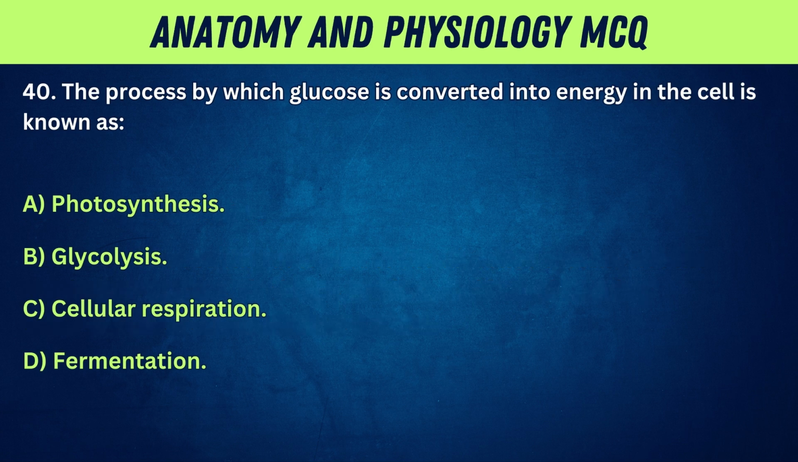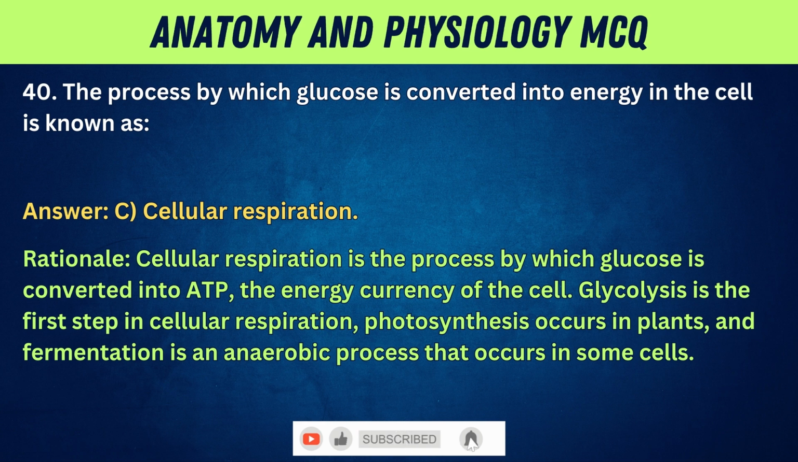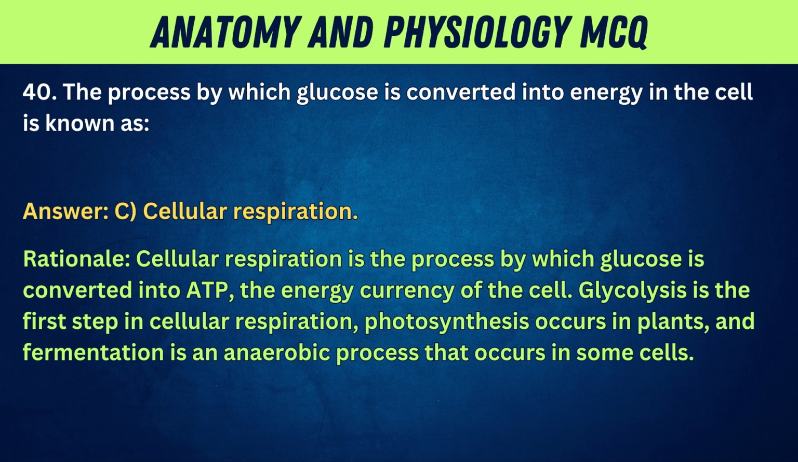40. The process by which glucose is converted into energy in the cell is known as A. Photosynthesis. B. Glycolysis. C. Cellular respiration. D. Fermentation. Answer: C. Cellular respiration. Rationale: cellular respiration is the process by which glucose is converted into ADP, the energy currency of the cell. Glycolysis is the first step in cellular respiration. Photosynthesis occurs in plants, and fermentation is an anaerobic process that occurs in some cells.